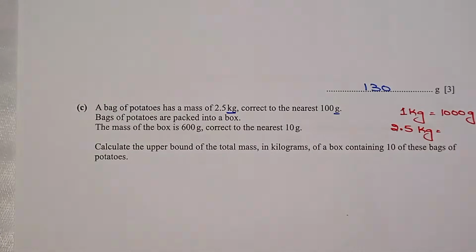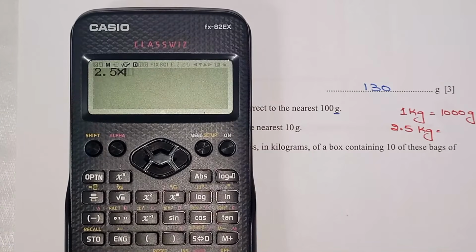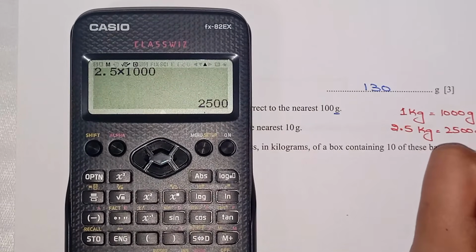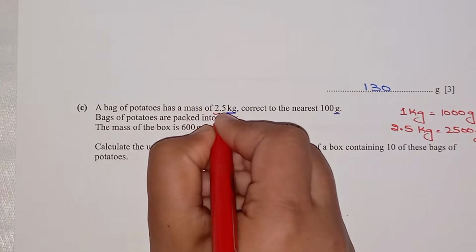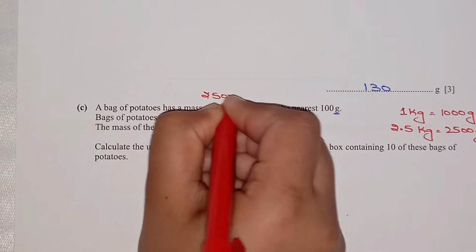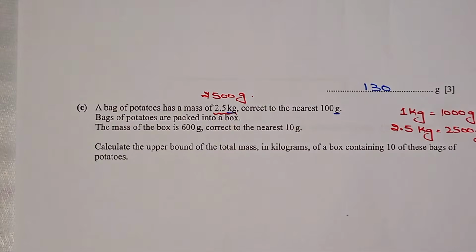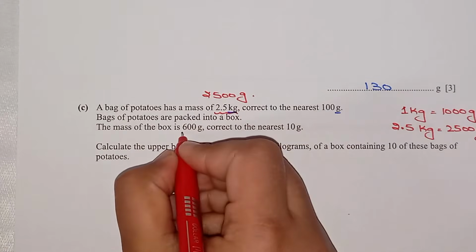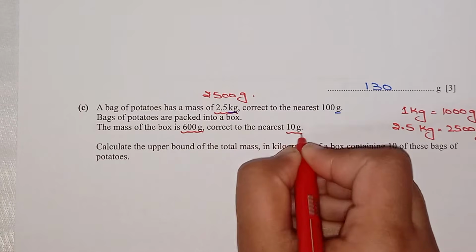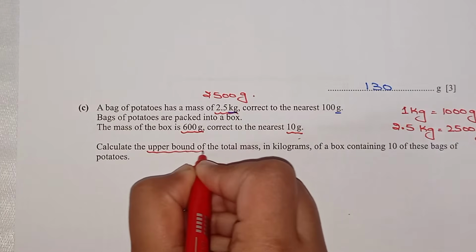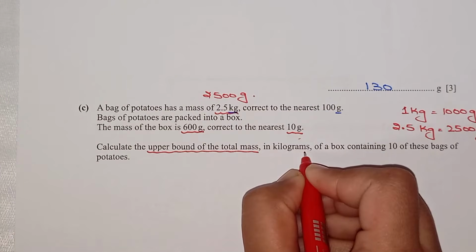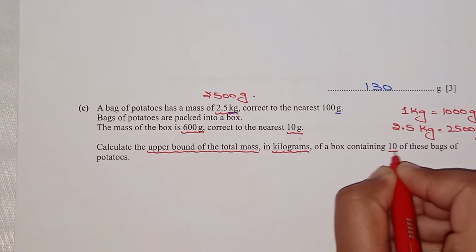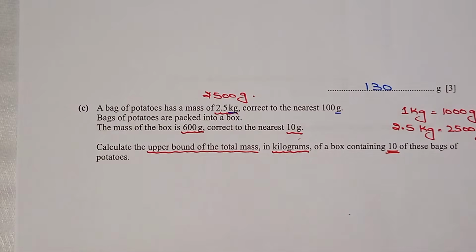2.5 kilograms would be equal to 2.5 times 1000. This would be 2500 grams, right? Bags of potatoes are packed into boxes. The mass of the box is 600 grams, correct to the nearest 10 grams. Calculate the upper bound of the total mass in kilograms. So we need to find the answer in kilograms of a box containing 10 of these bags of potatoes.